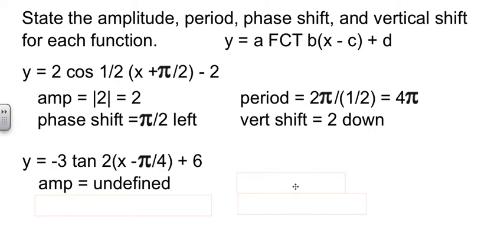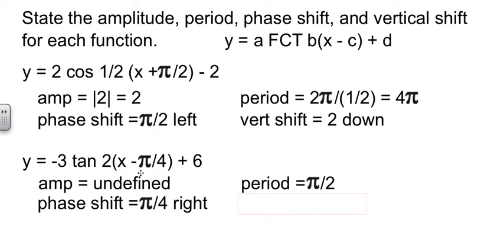Period we can work with. It's pi divided by the b number, so pi over 2. Remember, tangent and cotangent are pi instead of 2 pi. The c value tips us off that the phase shift is pi over 4, and since it's a minus, that means right. And then d is a plus 6, that means we move 6 up.